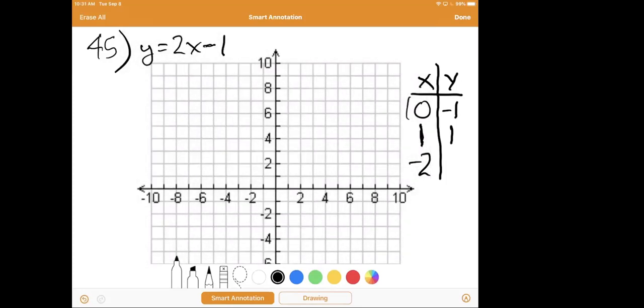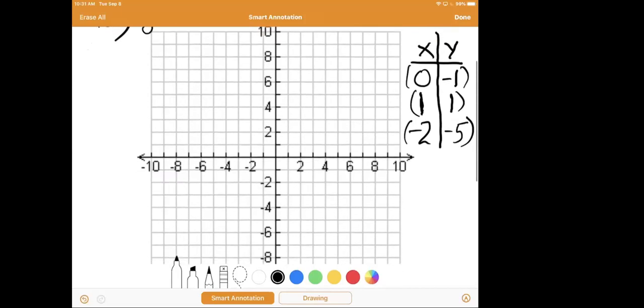These are ordered pairs. You can think of them as being in parentheses if you'd like. And then 2 times -2 is -4, minus 1 is -5. So we're going to graph these 3 points. Now, hopefully you remember how to graph points, or you watched the video where I explained that.